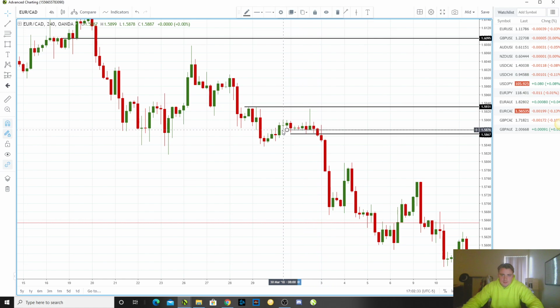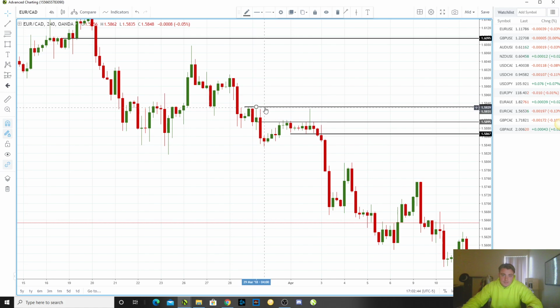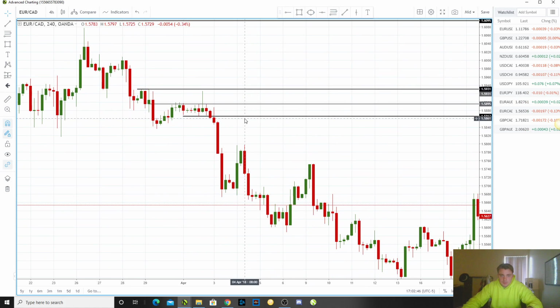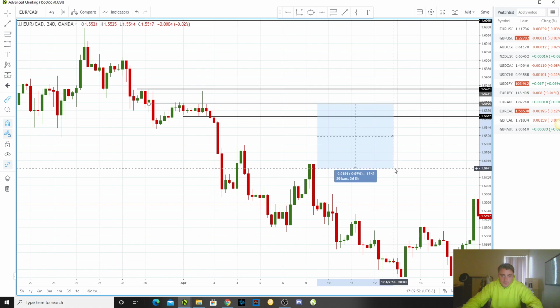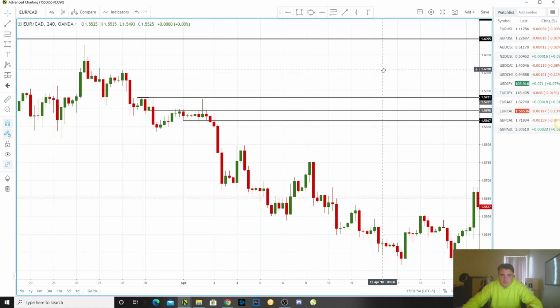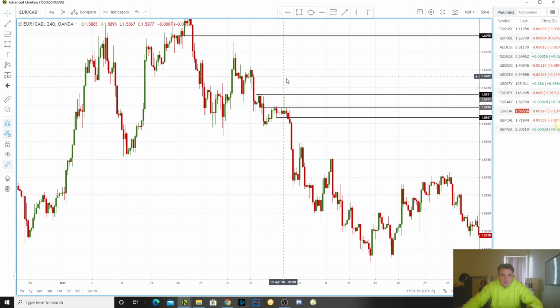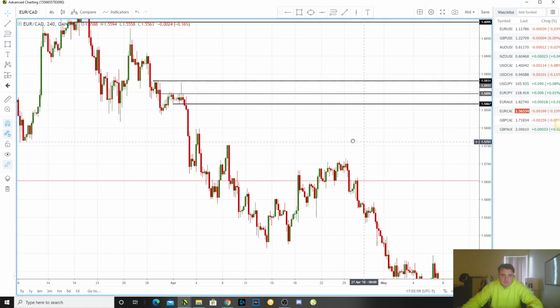Too many candles for my taste. We got 1, 2, 3, 4, 5, 6, 7, 8, 9. Oh yeah, 9 candles. But this could be the area, and then use this move as the profit target. That'll get you your points. 38 to 150, so almost 1 to 5. I should take that one.